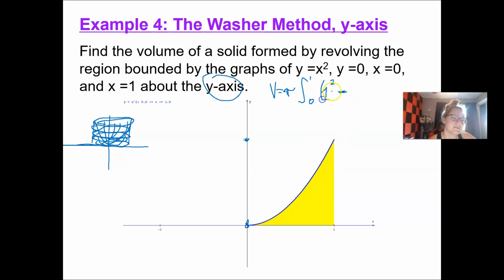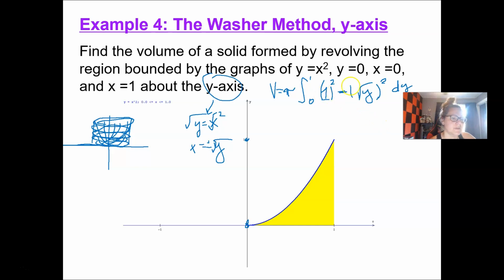Now this is with respect to y, right? So if I were to just put y equal to x squared in there, that's not right. Since it's with respect to y, I have to solve for x. So I would square root, and so x equals plus or minus square root of y. Since it's going to get squared anyways, the plus or minus doesn't matter. So square root of y goes in there.